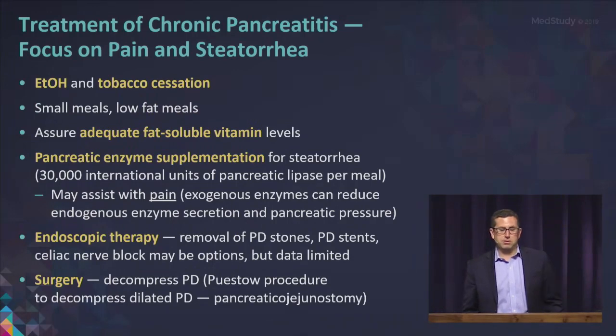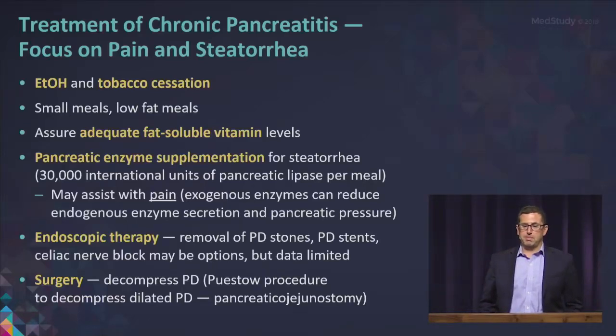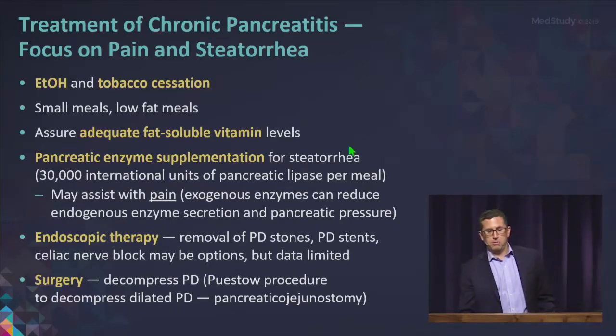Treatment, the main thing to do really, you want to take away the inciting factors. So tell the patient to stop drinking. Smoking is terrible for chronic pancreatitis. You want to eat small meals that are low in fat. You want to assure adequate fat-soluble vitamin levels are present. And then really key is you want adequate pancreatic enzyme supplementation for the steatorrhea. So the key number here is 30,000 international units of pancreatic lipase per meal. So make sure you know that.